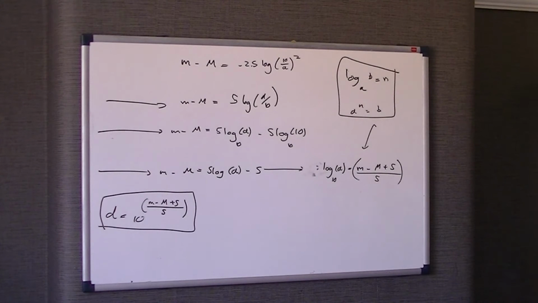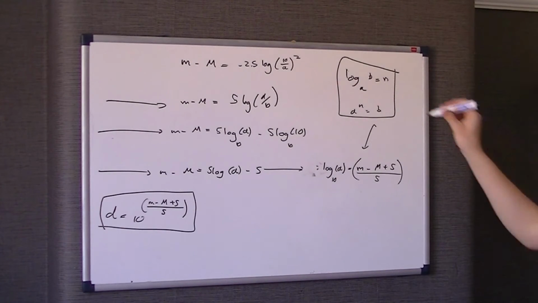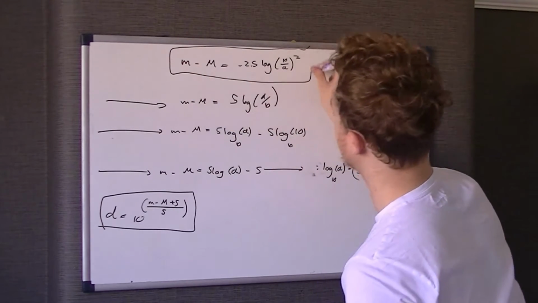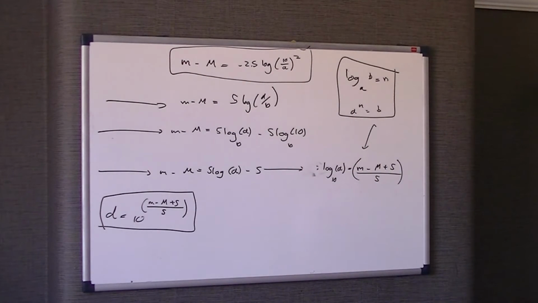Now, any equation where we have d in terms of logs, the distance is not given in meters. It is in fact, sorry, let me just double check before I waffle on. It is in fact given in parsecs, okay?